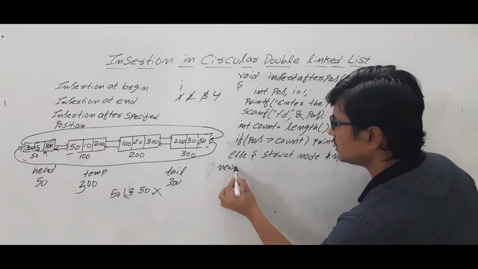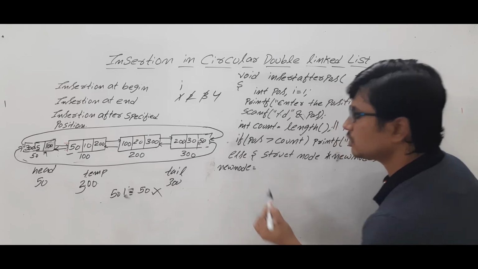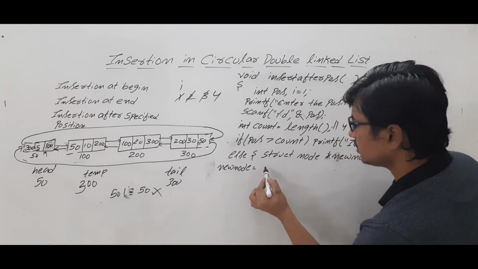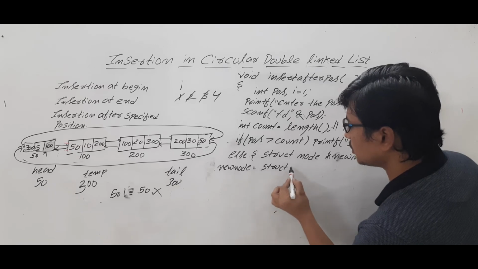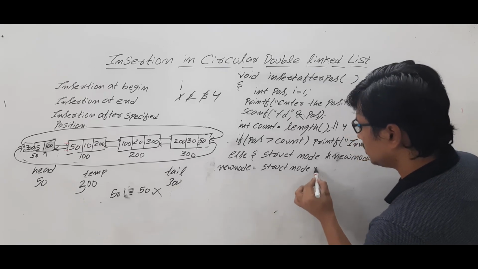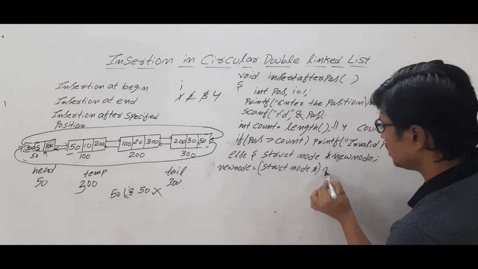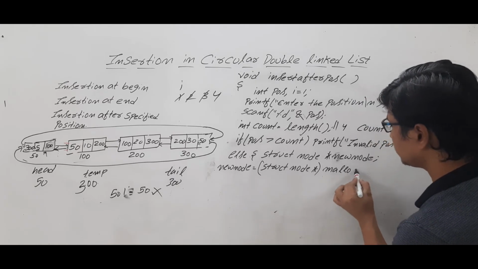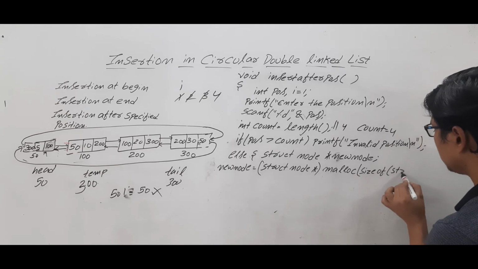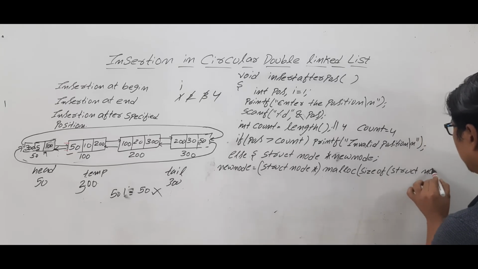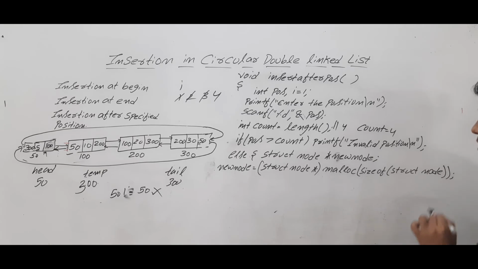So I will write here new_node is equal to (struct node *) malloc(sizeof(struct node)). Okay, is it clear? I hope it is visible for you.